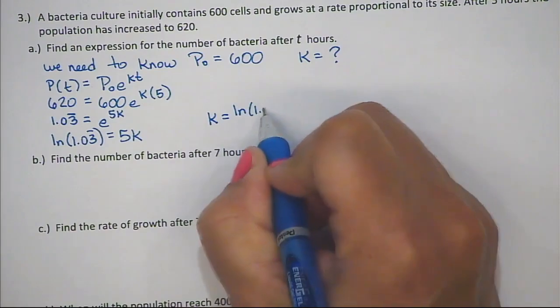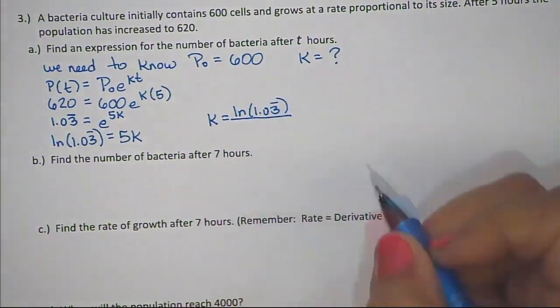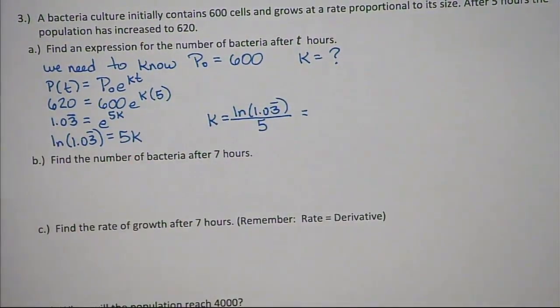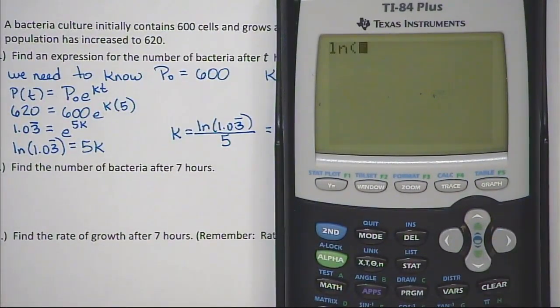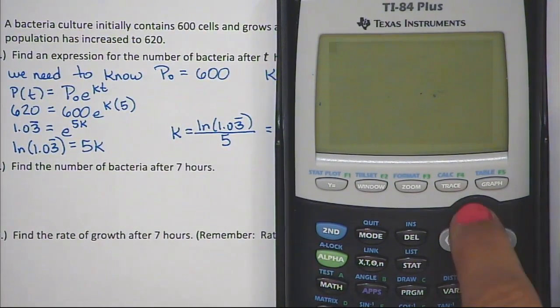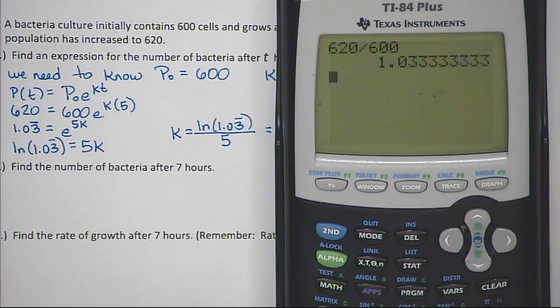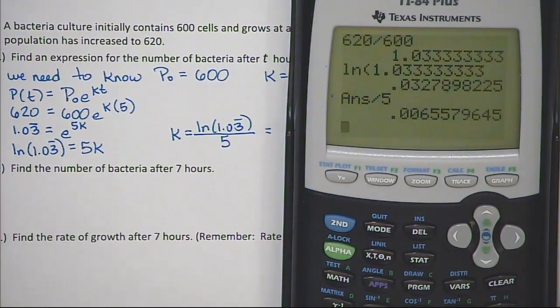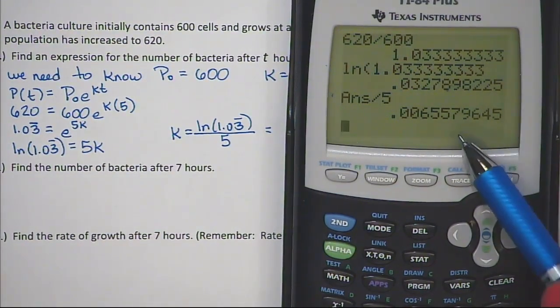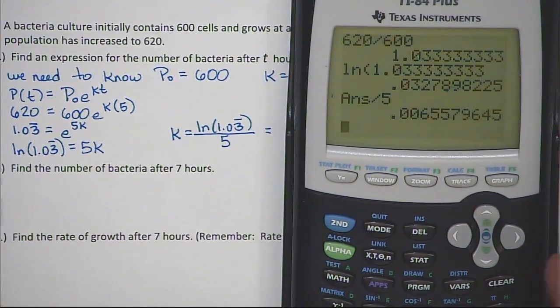It's the natural log. And don't round that when you put that in your calculator. All right, so I'm going to do natural log of that, then divide that by 5. All right, so there's your growth constant. Again, don't round that when you're working with it, but I will round it. I'll go out to 558, and I'll stop there when I write it.